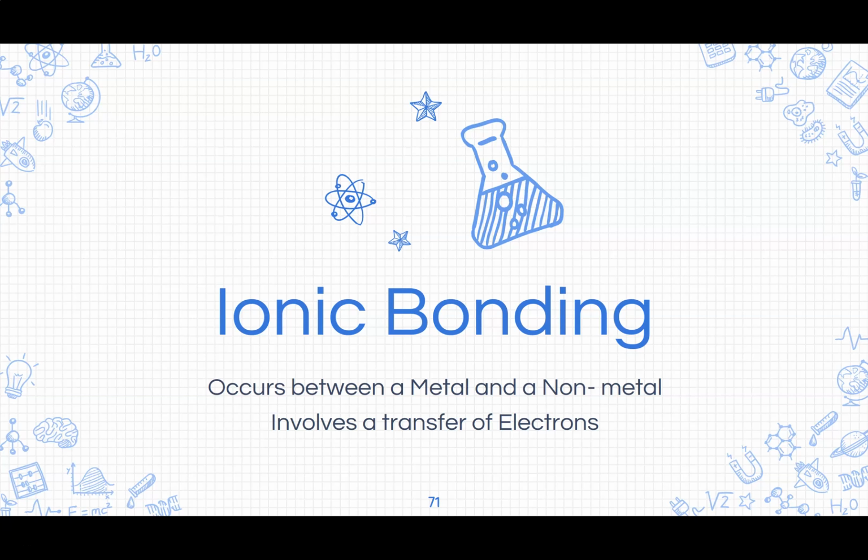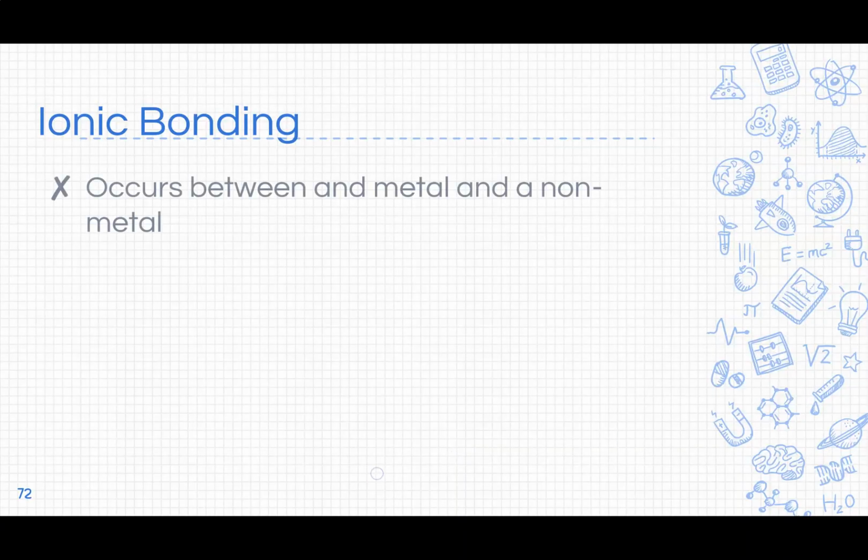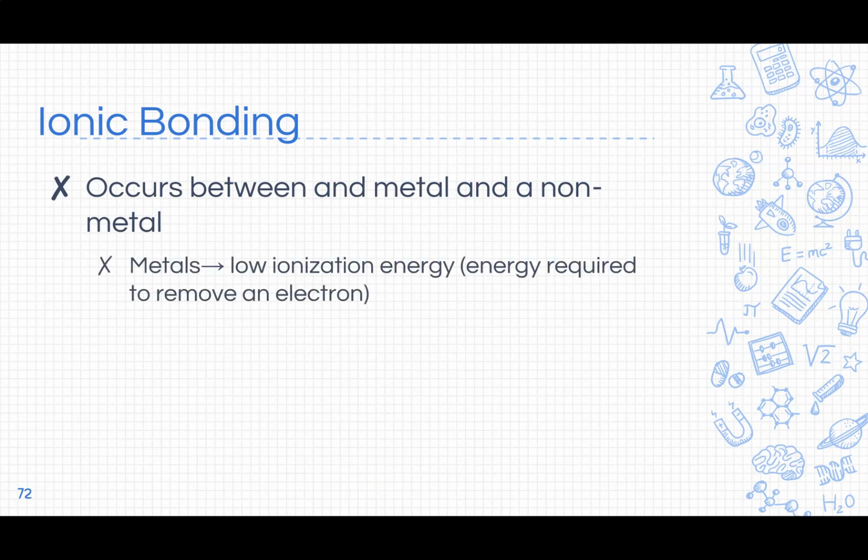Ionic bonding occurs between a metal and a nonmetal and always involves a transfer of electrons. And this is because metals have a low ionization energy. Remember that ionization energy is the energy required to remove an electron. Something like sodium, which just has one valence electron, has a pretty low ionization energy because if it were to lose this valence electron, it achieves that noble gas-like configuration, which is always energetically favorable. So metals tend to have low ionization energies.